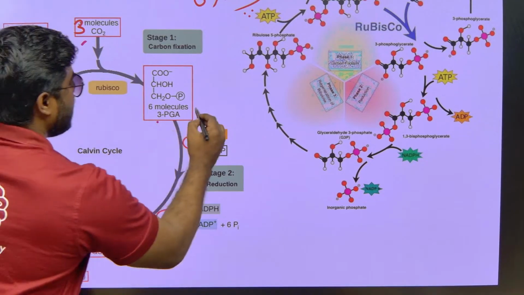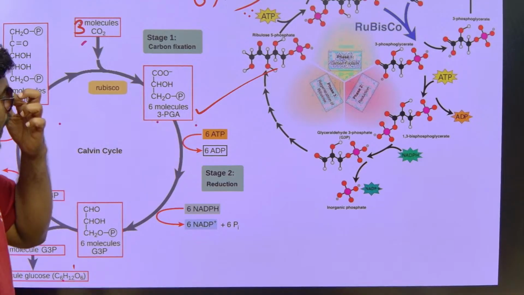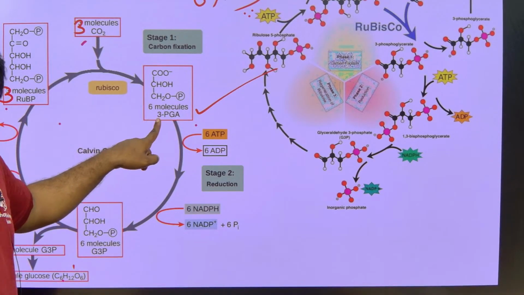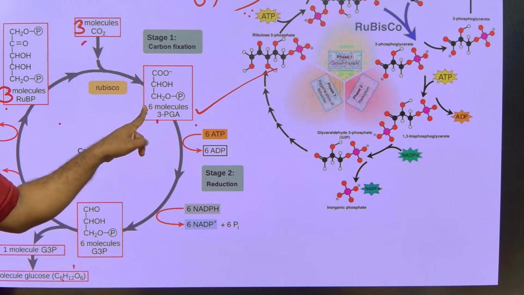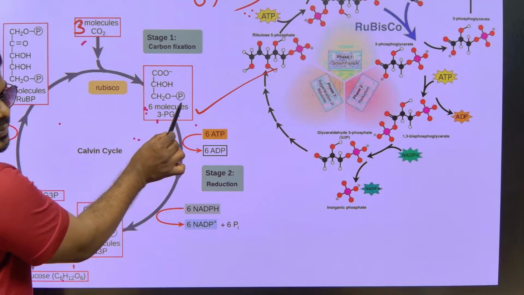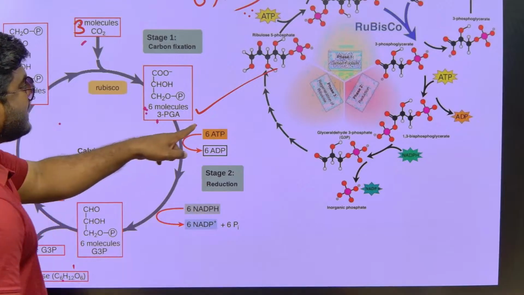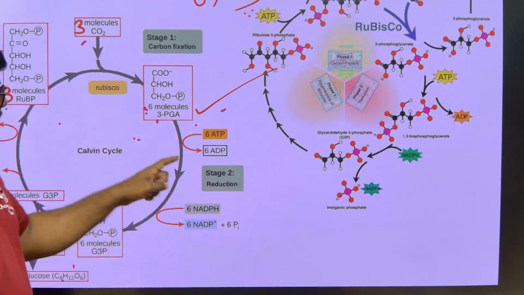Correct na? This process is called fixation. So how many PGA did I get now? 6. Each PGA is how many carbon? 3 carbon. Wonderful. Can you see that? 3 carbons with 1 phosphate group. That's why we call it 3-PGA. Now this is fixation. After that, what is the next step?